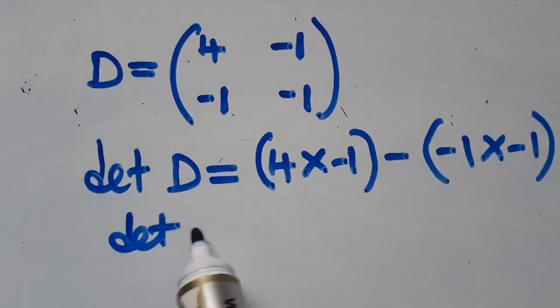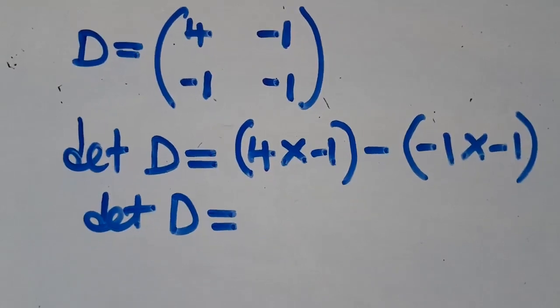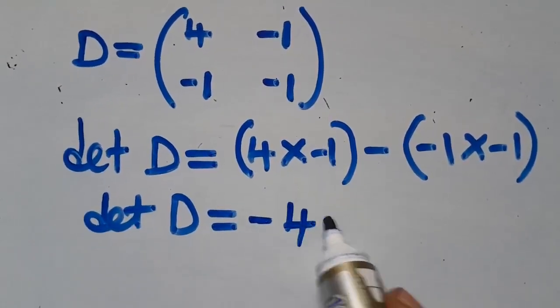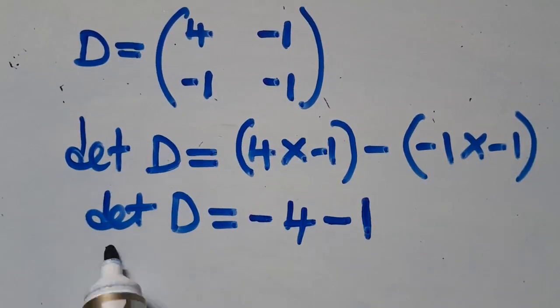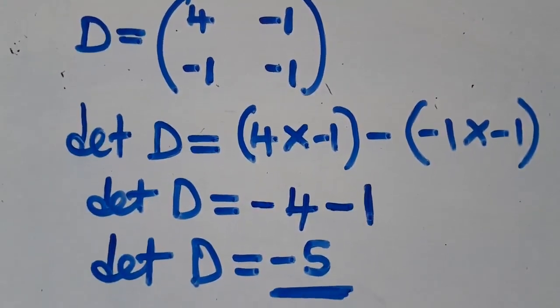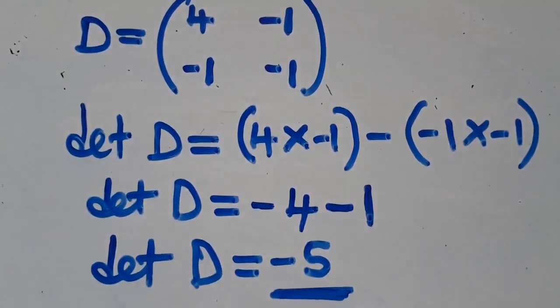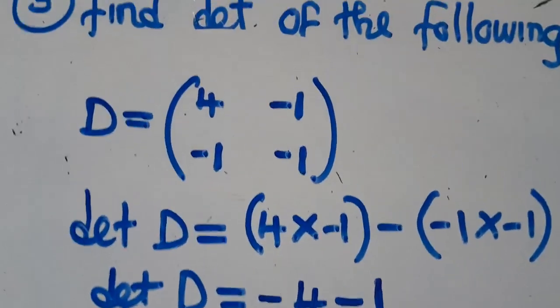So determinant of D is equal to what? -4 minus (-1 times -1), which is 1. So -4 minus 1, what's the answer? The answer is -5. So determinant of D is -5. These are the procedures that we needed to do. So this is how we find the determinant of these matrices.